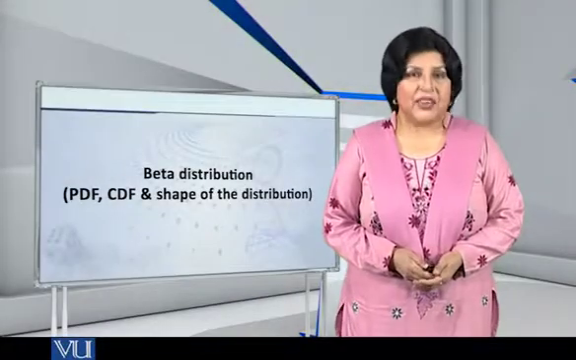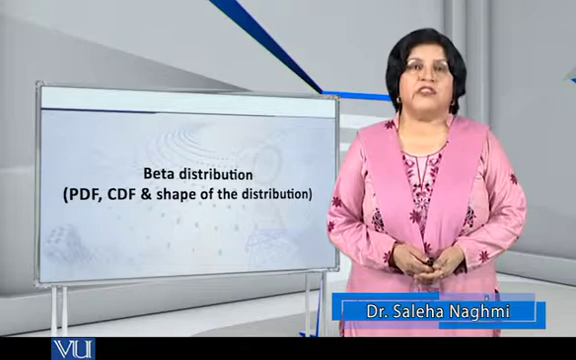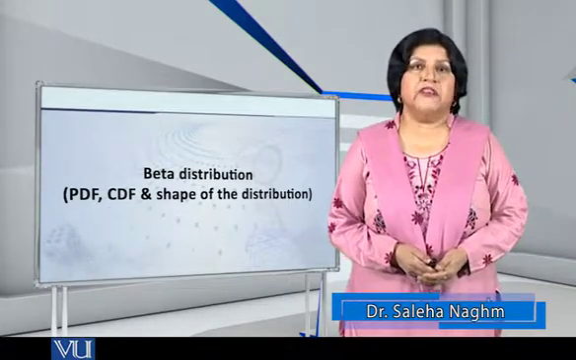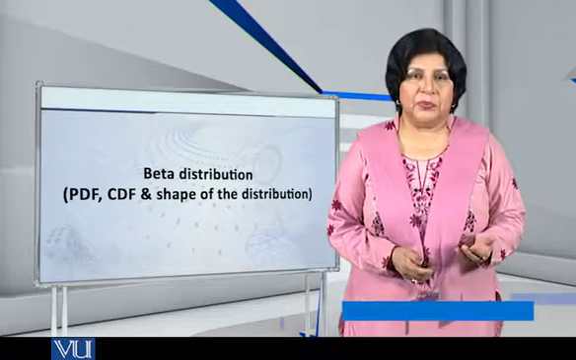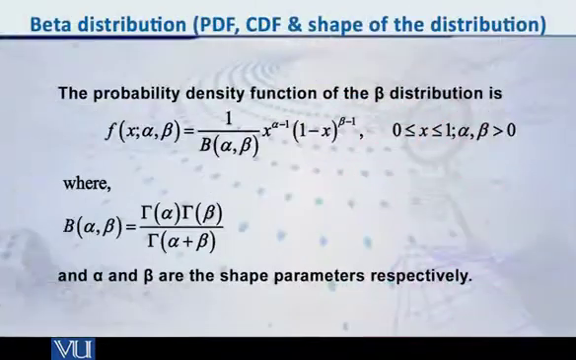Dear students, I would like to present to you the beta distribution, which is the distribution of a continuous random variable going from 0 to 1. आप generally जो distributions पढ़ते हैं, आप देखते हैं कि either they're going from minus infinity to infinity or they're going from 0 to infinity. But this one is going from 0 to 1. And the PDF is as follows.